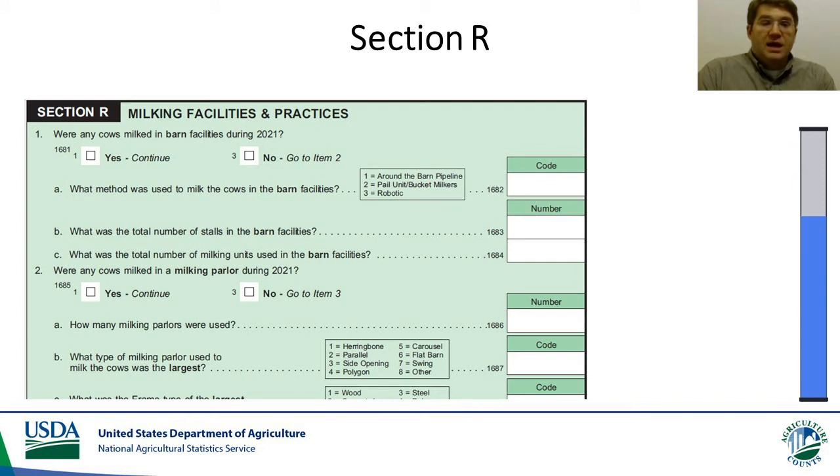Question 2 asks if there were any cows milked in a milk parlor during 2021. A milk parlor is an isolated room or separated building to which cows are kept on a loose housing system and are taken for milking. Questions 2A through 2H are questions about milking parlor descriptions.